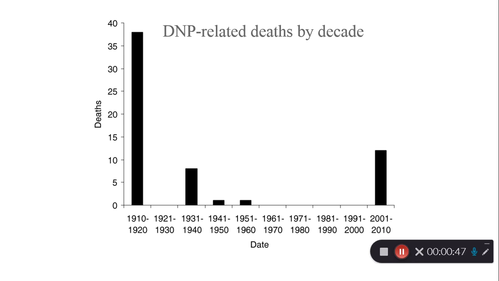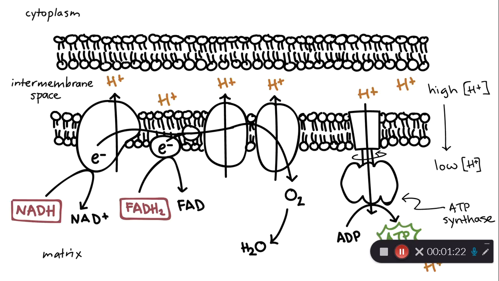So if you look at this graph here, on the y-axis we have the number of deaths by decade, and on the x-axis we have the decade. So we've got the early 1900s to the early 2000s, and as you can see here, we had this big peak early in the 20th century, and then kind of an ebb in the mid-century, and then nothing for most of, or the entire last half of the 1900s, and then suddenly this kind of uptick again in the early 2000s. And this is directly related to this drug that affects oxidative phosphorylation, and I want to talk about why that is.